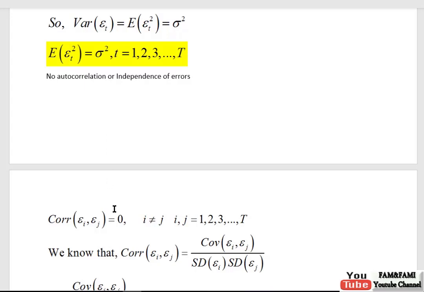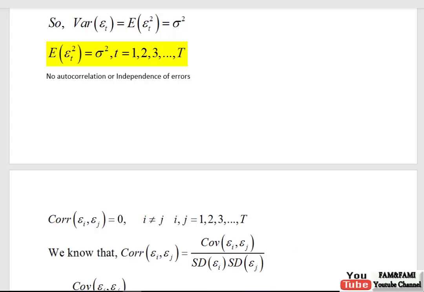Now from basic statistics, we know that the correlation of epsilon i and epsilon j is, the basic formula for the correlation is, the covariance between the same variables divided by the standard deviation of the first times the standard deviation of the second. So this is the mathematical formula for the correlation. Or instead of epsilon i, epsilon j, if you have X and Y, the correlation of X and Y is the covariance of X, Y divided by the standard deviation of X and the standard deviation of Y.